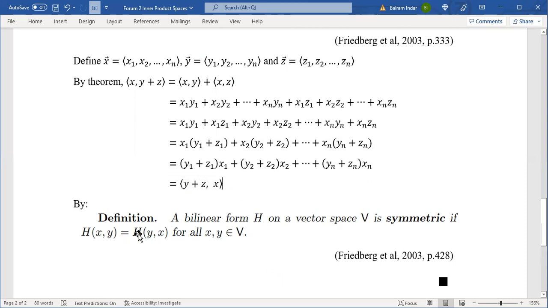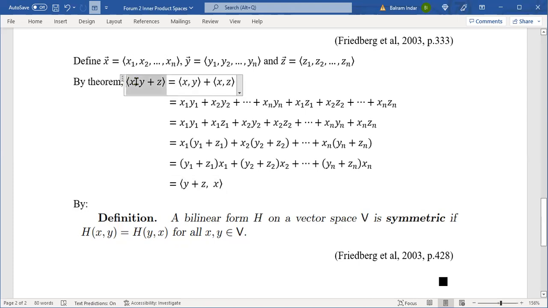So by the definition that we have taken from the same textbook, we can see that a bilinear form H on a vector space V is symmetric if we have a function which takes these two vectors x and y, and that is equal to the same function applied to the same two vectors, but this time we change the order, and we get the same results. The left-hand side will be equal to the right-hand side. The only thing we change is the order in which the vectors appear.